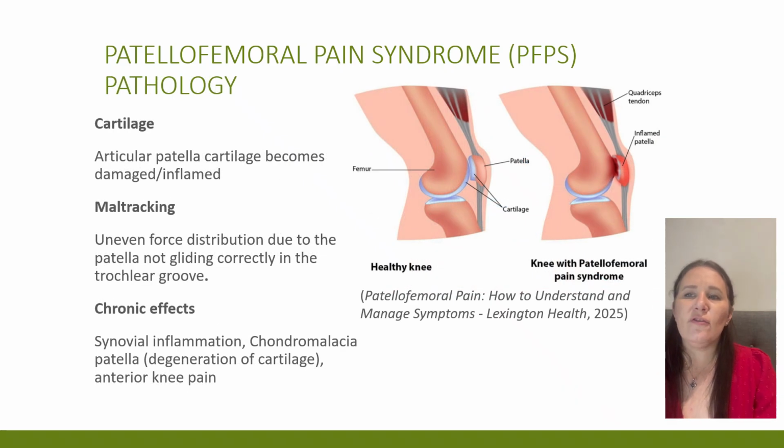The pathology of PFPS includes cartilage, as previously discussed. The articular patellar cartilage becomes damaged or inflamed, as visible on the right hand side. You can see the red area has become inflamed. This causes significant pain due to the amount of movement in that area. Maltracking, as previously discussed, is the uneven force distribution due to the patella not gliding correctly into the trochlear groove. Again, even a slight maltracking will cause significant pain in this area due to the high use.